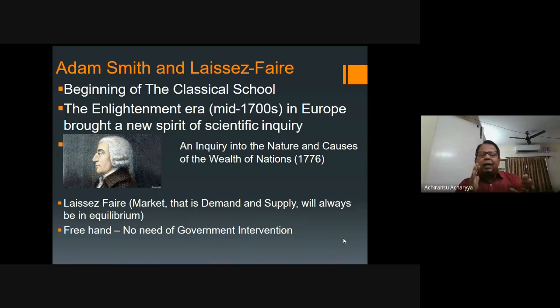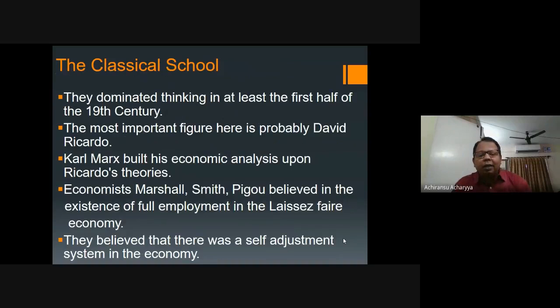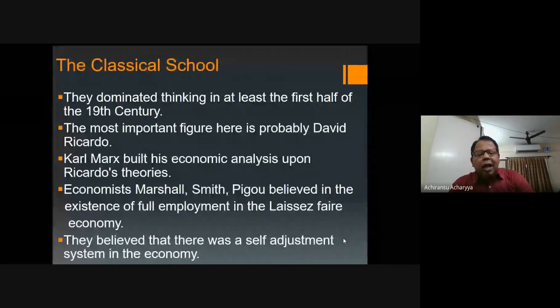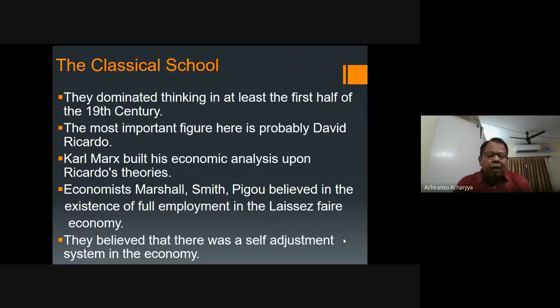So this was the idea of the classical school started by Adam Smith, and it went on for a long time. And the classical school dominated the thinking process of economists in at least the first half of the 19th century. And the most important figure here is probably David Ricardo, again, a person whom you must have heard, a very famous economist. Karl Marx also built his economic analysis upon Ricardo's theories. And economists like Marshall, Smith, Pigou believed in the existence of full employment in the laissez-faire economy. So they believed that there was a self-adjustment system in the economy.